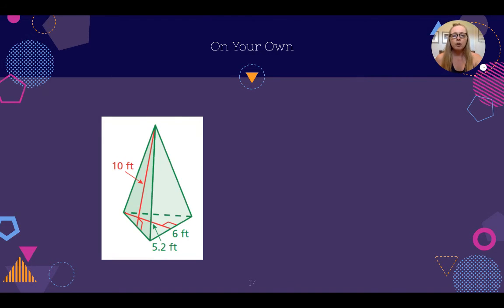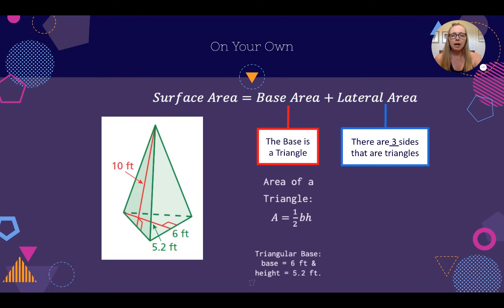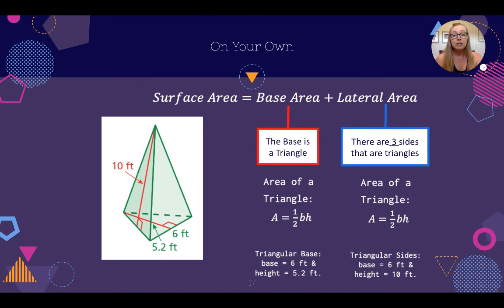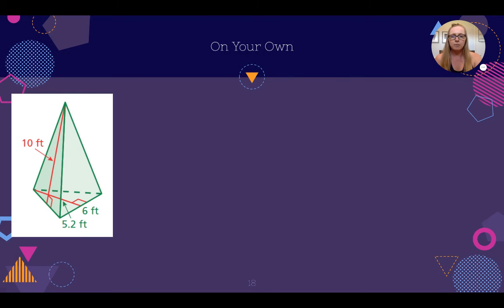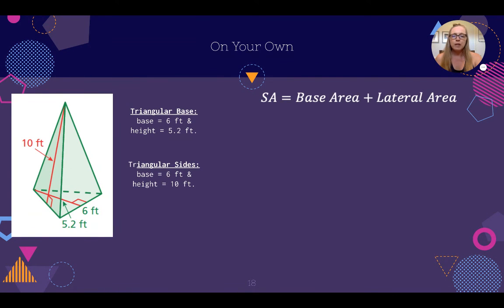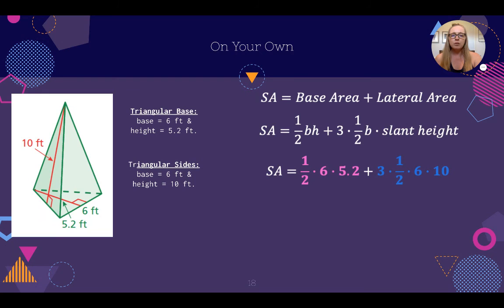All right, let's go over our solution. So our base is a triangle that has a base length of 6 feet and a height of 5 2/10 feet. And the 3 triangle sides have a base of 6 feet and a height of 10 feet. Let's put that into our surface area formula. So our base is a triangle. We're going to plug in 6 and 5 and 2/10 in for our base length and our height. And then we have 3 triangles that are 6 by 10.